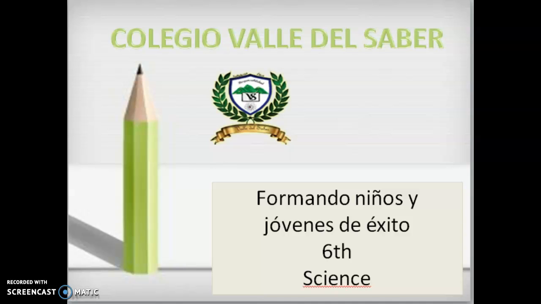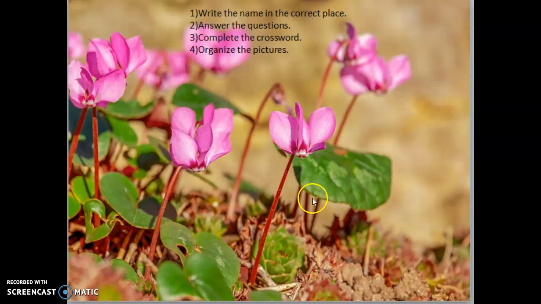This is the science worksheet for this week. I hope you're having a great time with your families, okay? We got 4 activities for this week. Number 1, write the name in the correct place, answer the questions, complete the crossword, and organize the pictures.